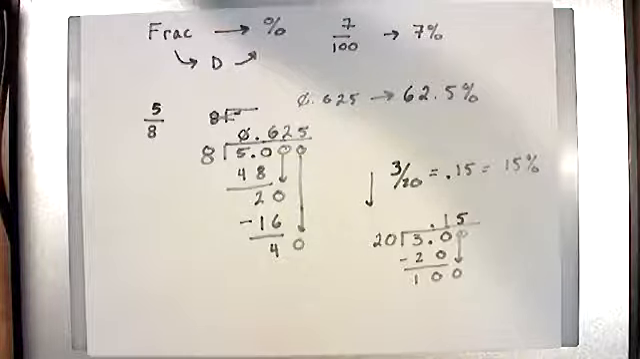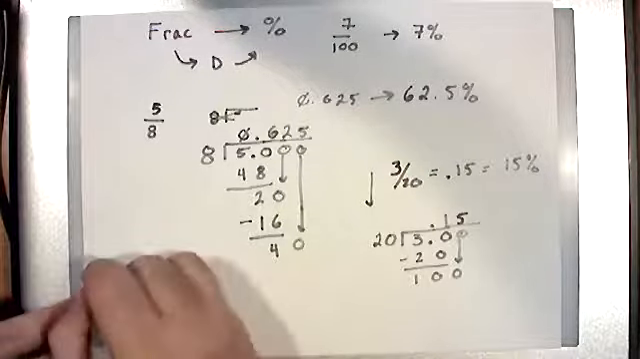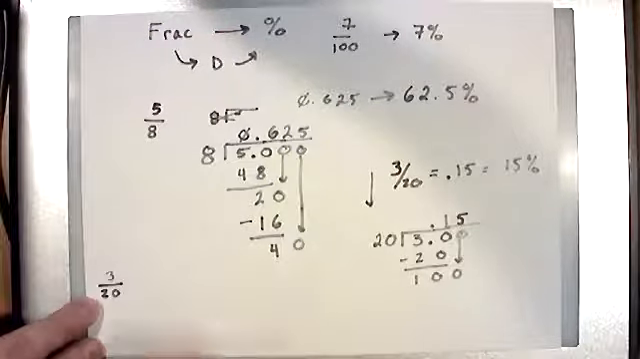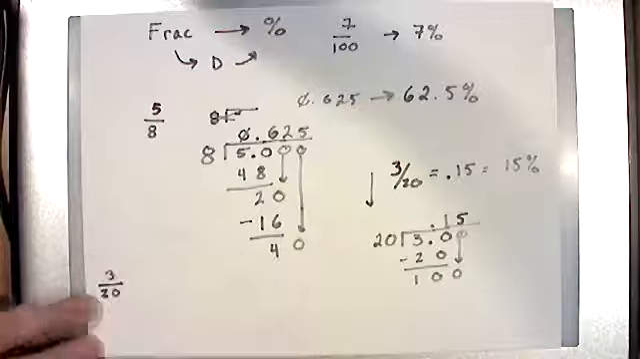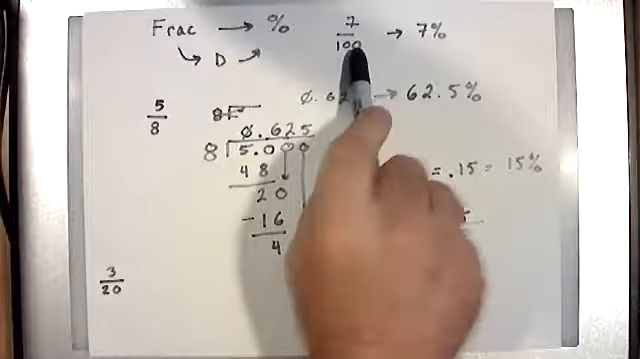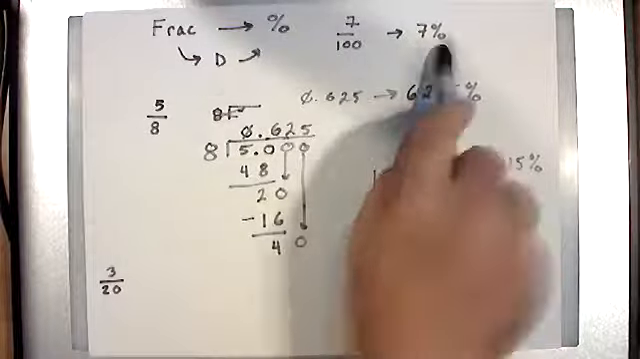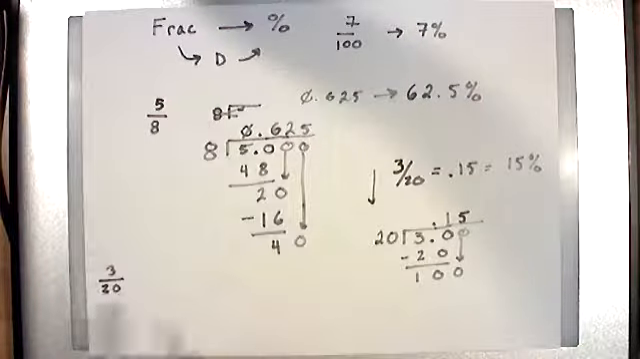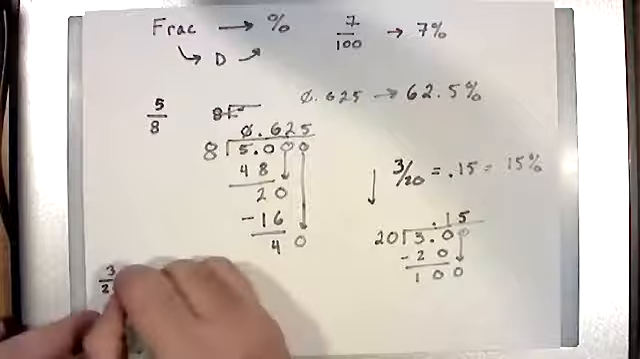Similar, or rather not similar, but another way to do it. Now, this is not always going to work, so I don't like to teach this as a method, but I don't want to ignore it either. 3 over 20. Didn't we say a minute ago that if I could get this over 100, I have the percentage straight away? We didn't do it here because you can't turn 8 into 100. But you can turn 20 into 100.